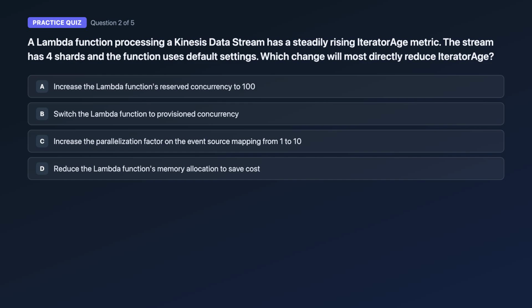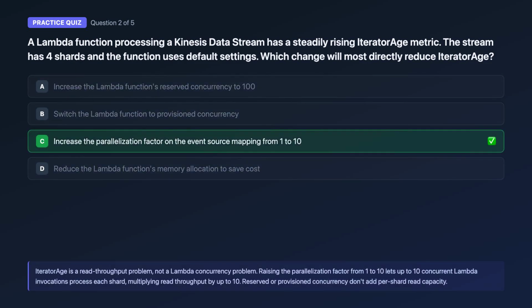Take a moment. The answer is C. IteratorAge is a read throughput problem, not a concurrency problem. Raising the parallelization factor from 1 to 10 lets up to 10 concurrent Lambda invocations process each shard, multiplying read throughput. Options A and B are the classic exam traps. Reserved and provisioned concurrency don't add per-shard read capacity. D would actually make things worse.